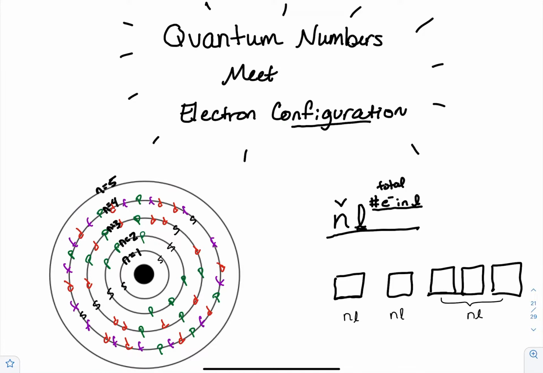So you've met the quantum numbers. Now we're going to have quantum numbers meet electron configuration. And by the time you get to the end, you may start to think that a lot of chemists are a little bit crazy. And that's okay to think that. We kind of have this weird obsession with electrons.